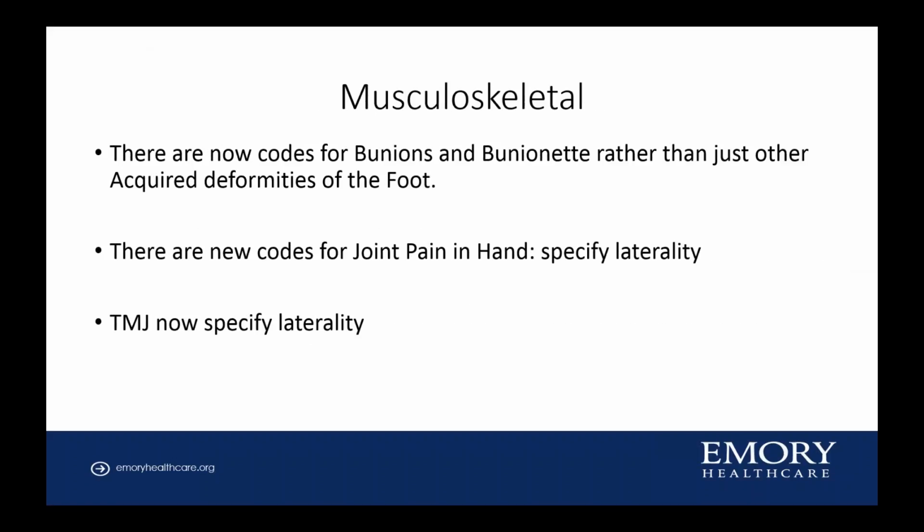There are new codes for bunions and bunionette rather than just acquired deformities of the foot. There are also new codes for joint pain in the hand. You must specify the laterality, right or left. And TMJ now has a specific laterality code, right or left.